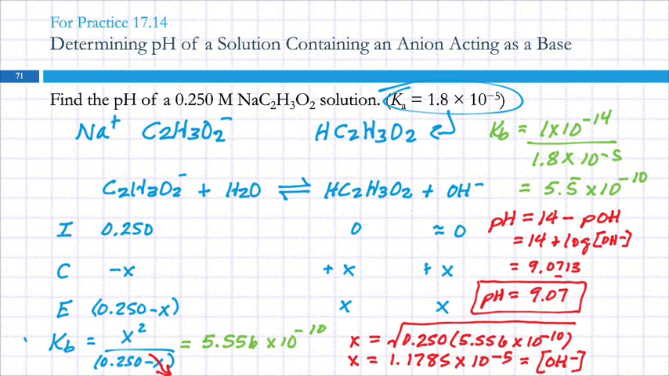Is that a reasonable pH? Yeah, because this is a weak base. The pH better be higher than 7. Otherwise, it's not a weak base, right? It'd be an acid. Any questions?